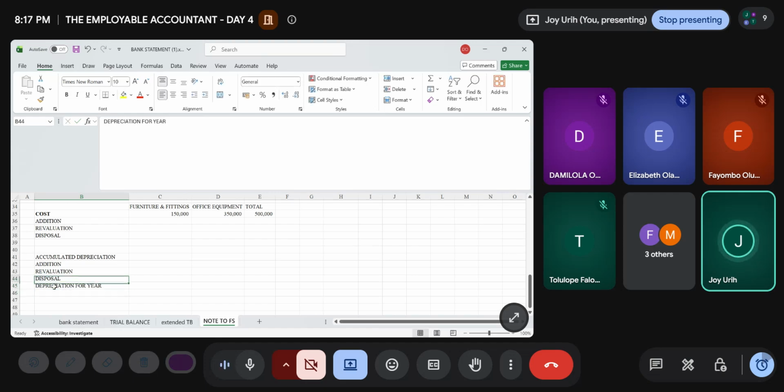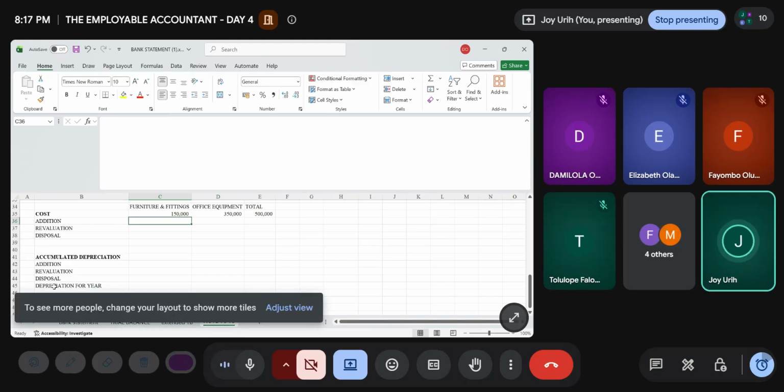So there are more to this table, but these are the major ones. What this is saying is, if there's an addition, let's assume this is not the first year of the company. Maybe they've been in business since 2023, and in 2024 they purchase a new asset that falls under the furniture and fittings class. The cost of that new asset purchased during the year will come under addition.